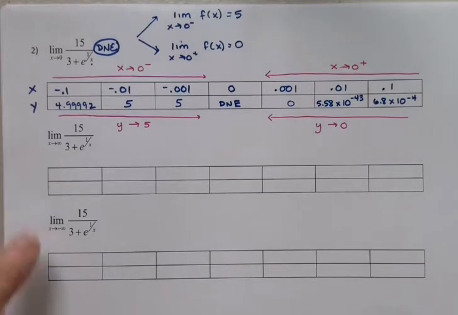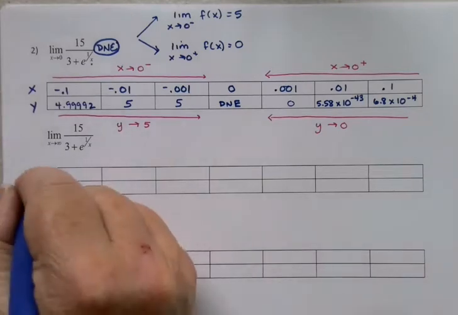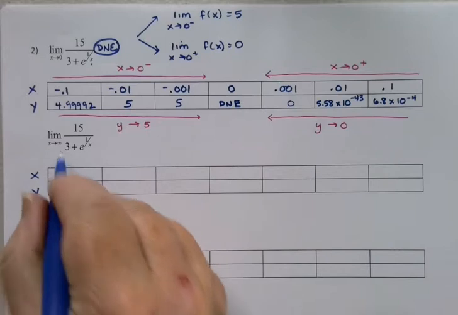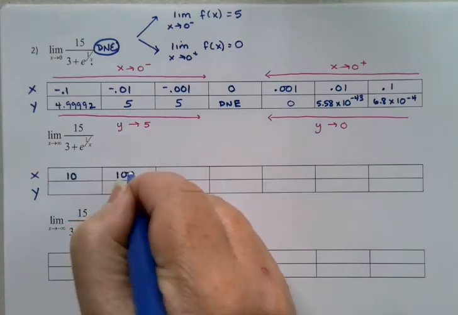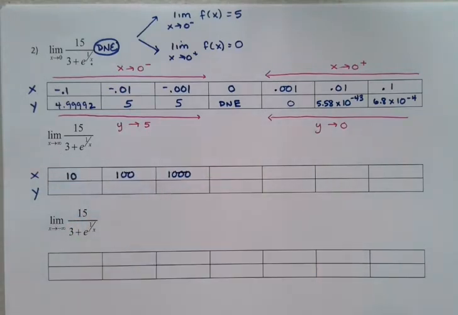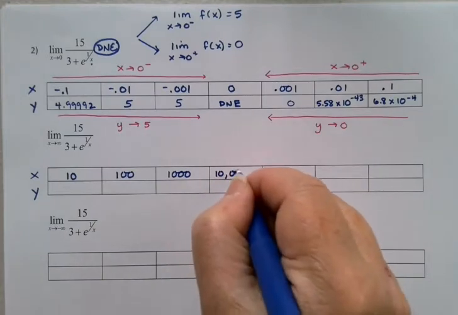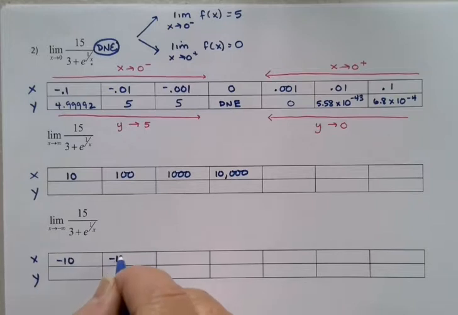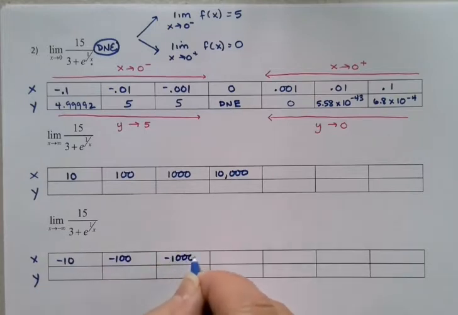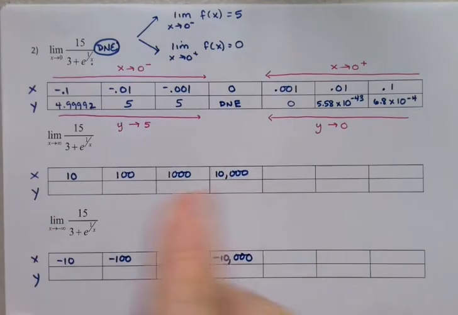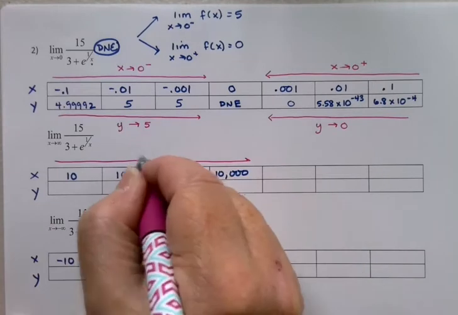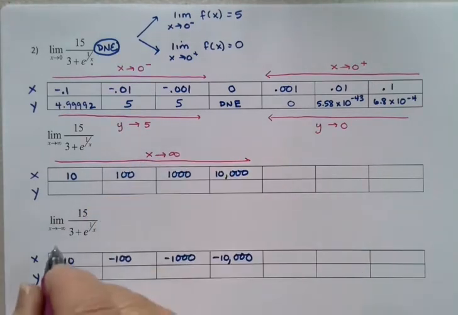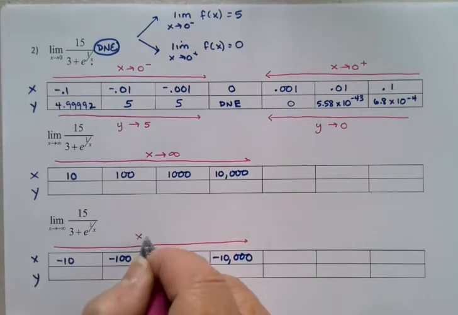All right, let's quickly plug in some values to get the limits as x goes to infinity and negative infinity. If x is going to infinity, I'm going to go with 10, 100, 1,000, 10,000. And I'm going to do negative infinity at the same time. So here we can clearly see our x values are getting very large. x is going to infinity. And here, x is going to negative infinity.